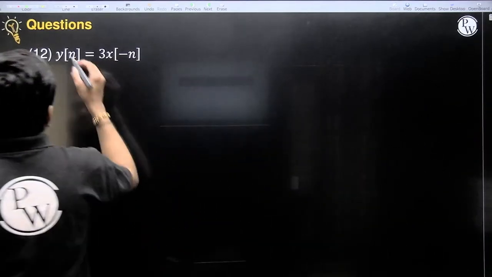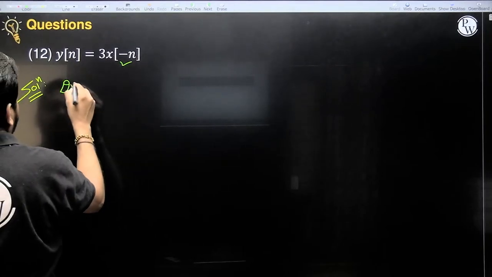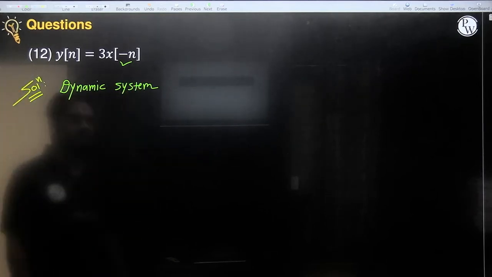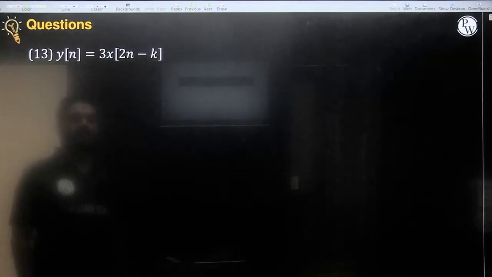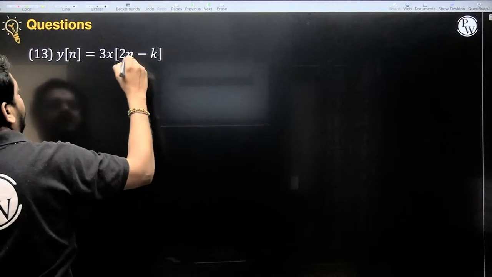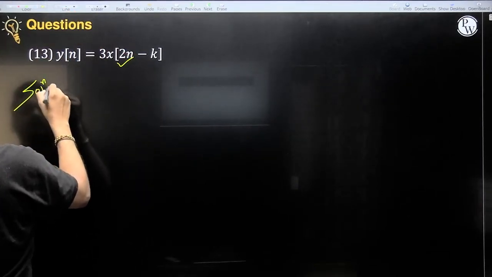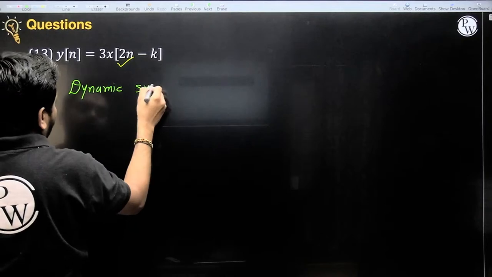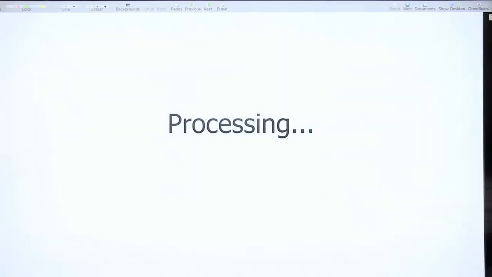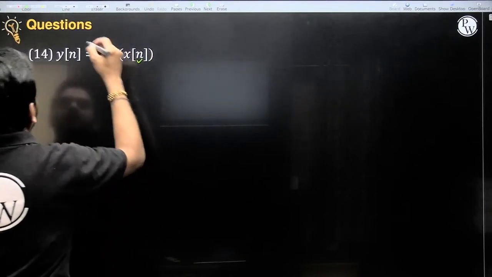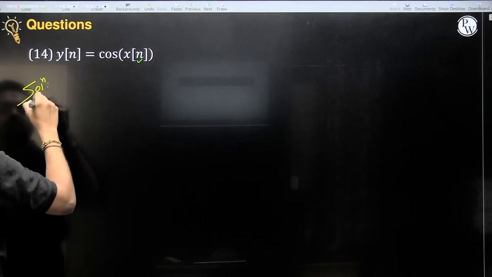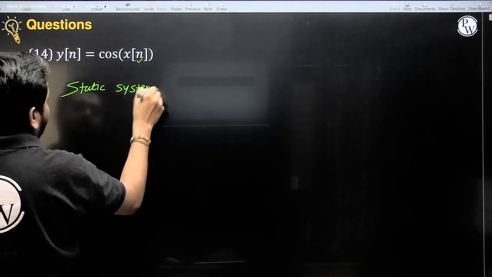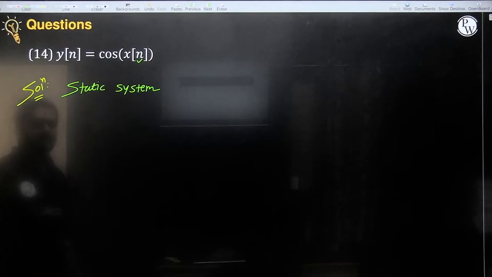So here, time reversal operation, of course, it will be a dynamic system. Time reverse operation, that's why dynamic system. Now again 2n minus k, guys, see, time scaling operation, that's why also dynamic system. Now number 14, cos x of n, no operation performed on the variable, that's why this is a static system.